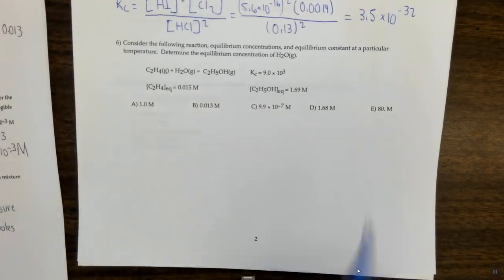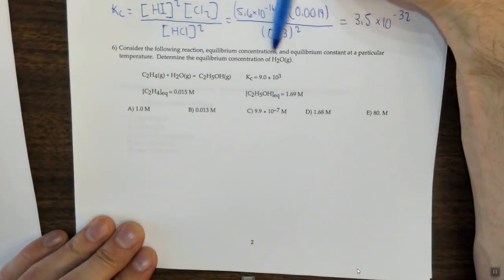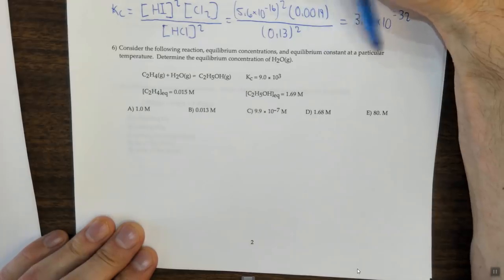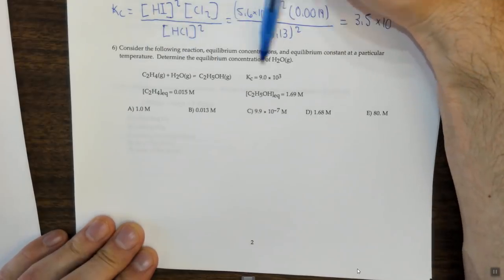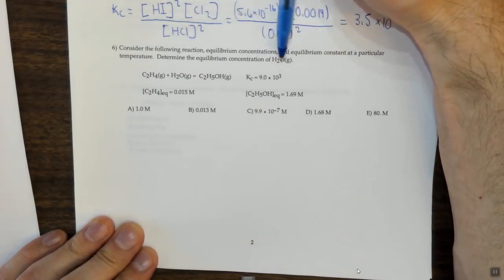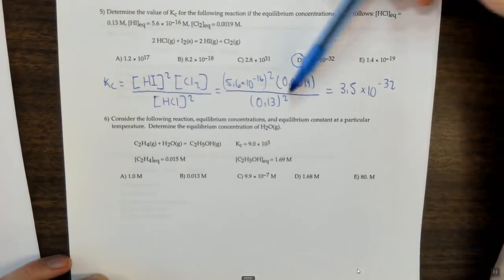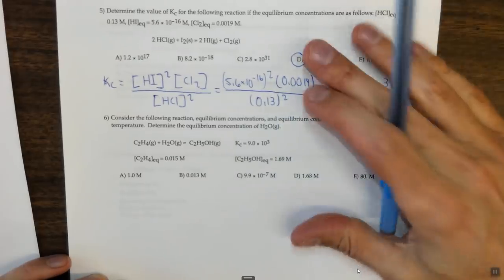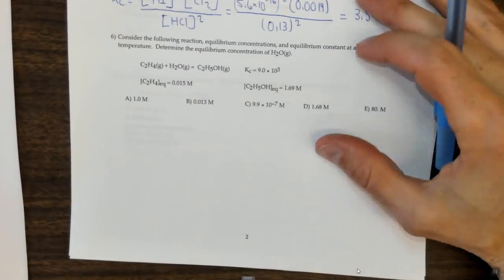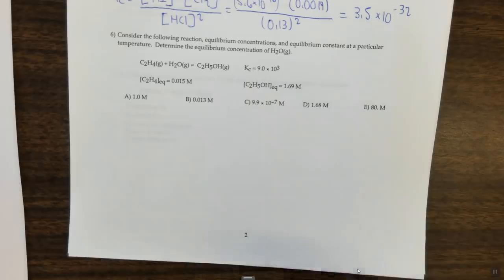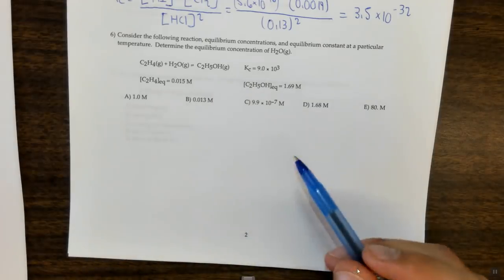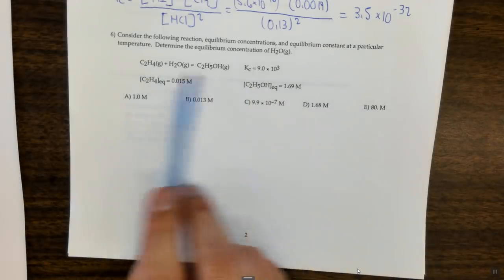Question 6 says, consider the following reaction. Equilibrium concentrations and equilibrium constant at a particular temperature. Determine the equilibrium concentration of H2O. So if you haven't already watched question 5 or you're not sure how to do it, you're going to want to view that first because it's a similar question with a different variable essentially. So let's start by writing the Kc expression. You'll notice that everything here is a gas, so everything belongs in the Kc expression.